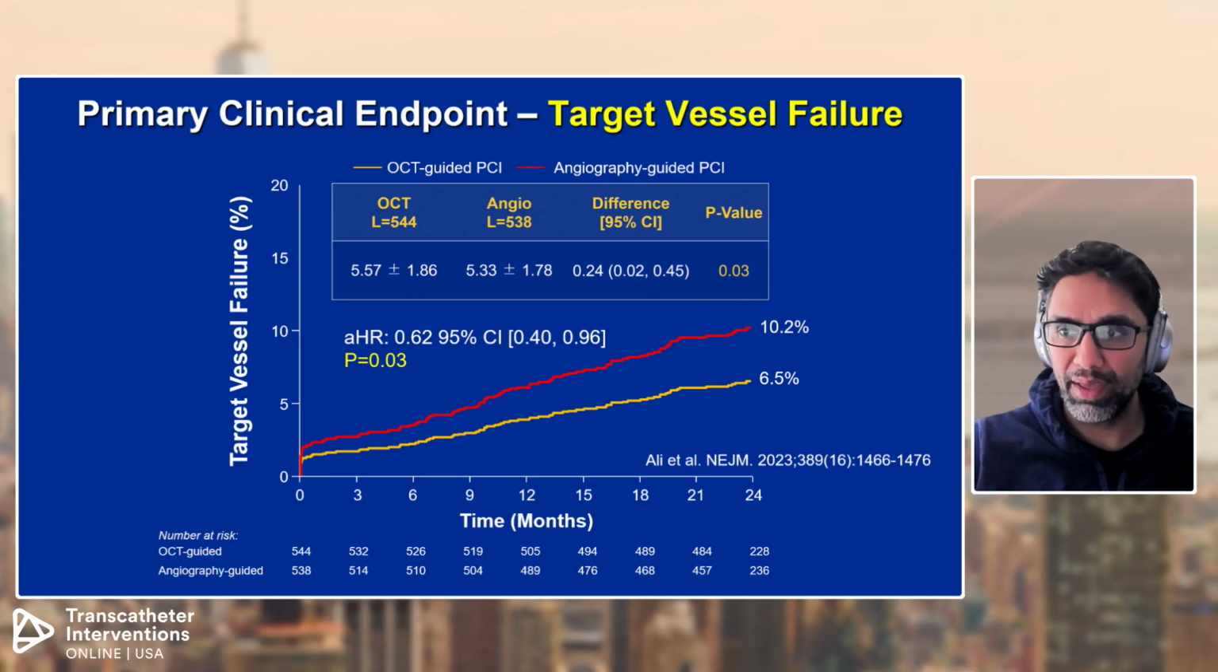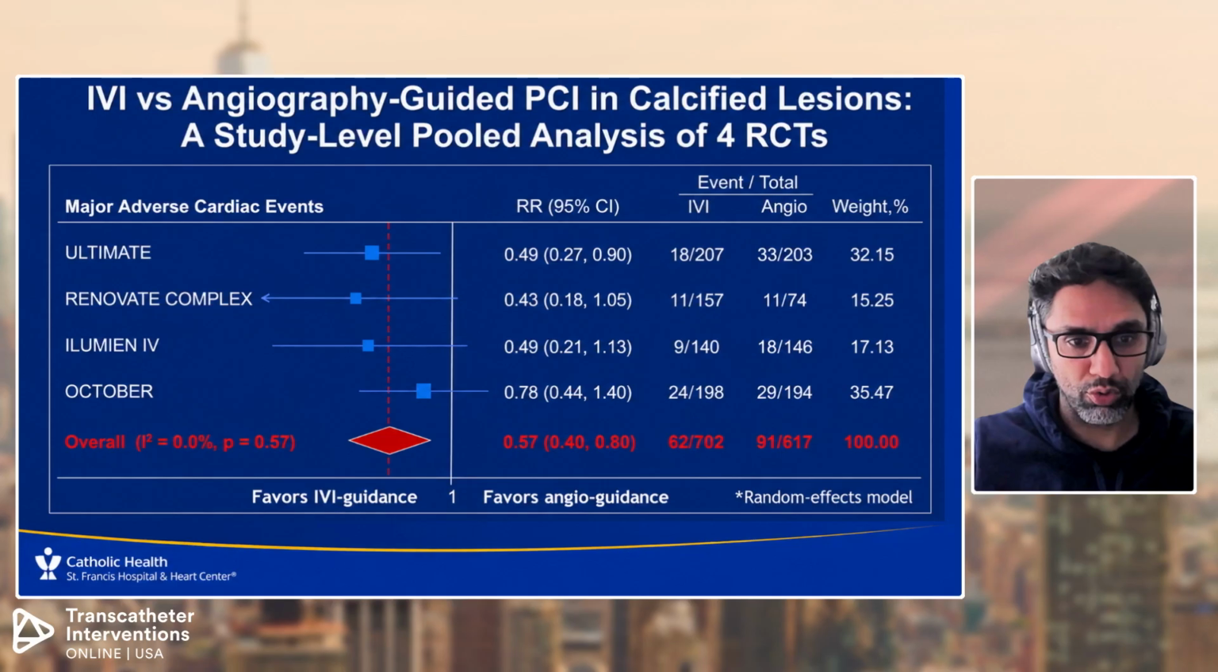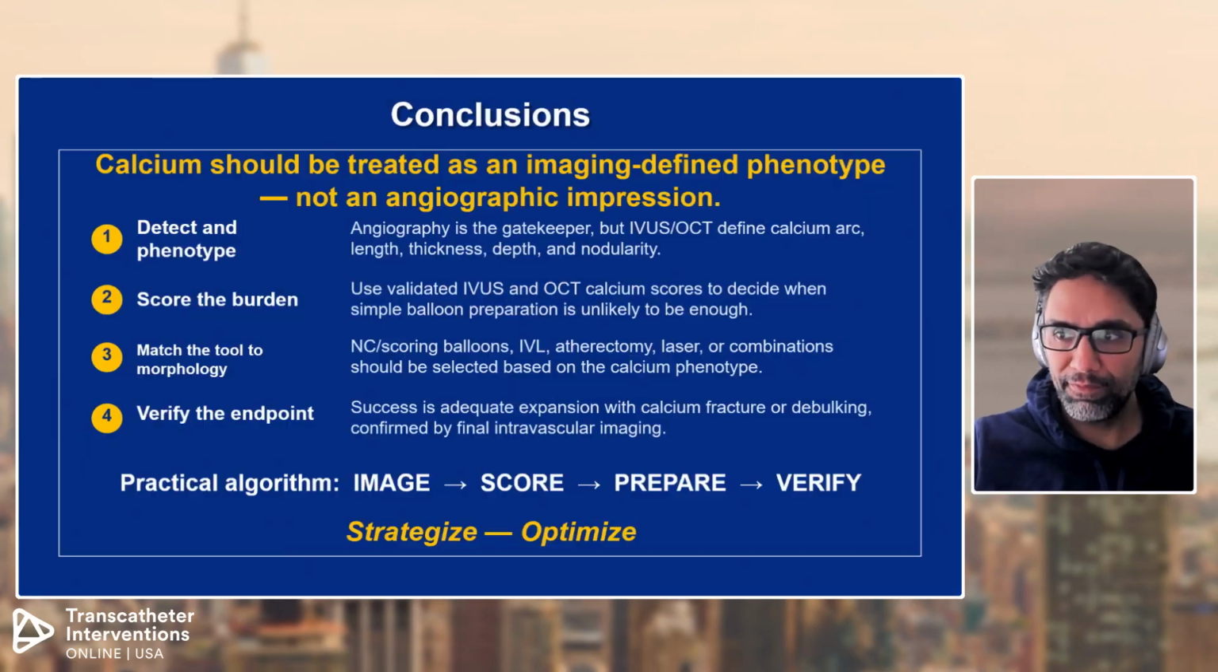It's not just a benefit that happens early, like is happening in many trials at the moment, for example, in some drug-coated balloons. And so when we performed a meta-analysis of these angiographic versus IVI-guided PCI in calcified lesions, we found this trend to be consistent. Ultimate, Renovate Complex PCI, Illumian 4, and October, all of them showed a favor for intravascular imaging guidance.